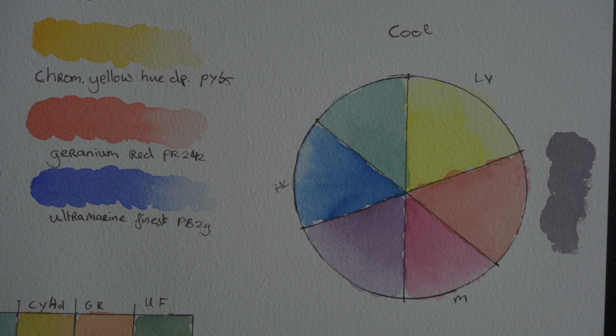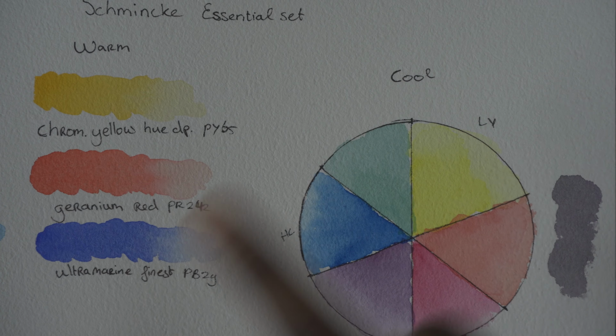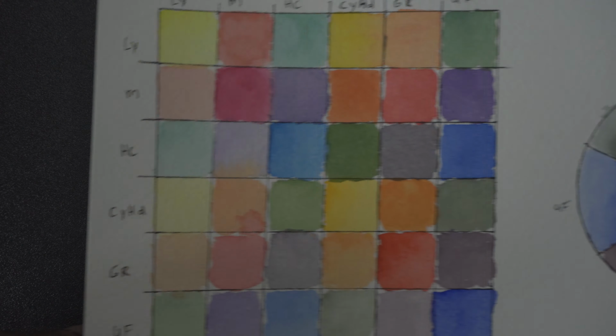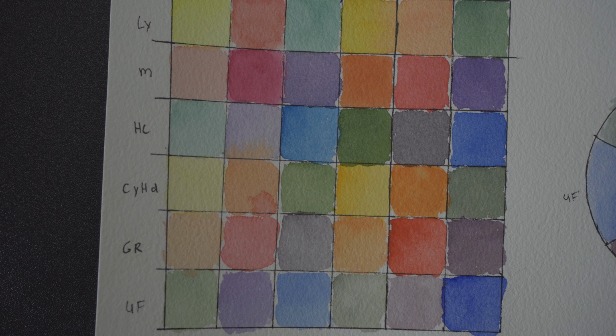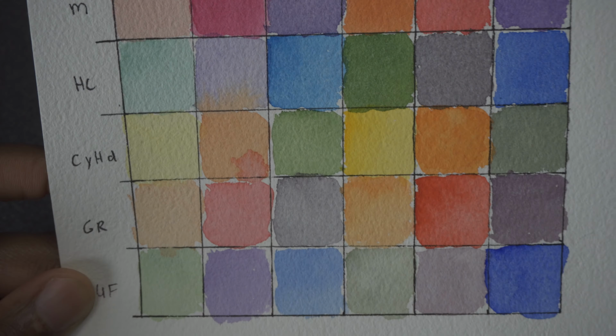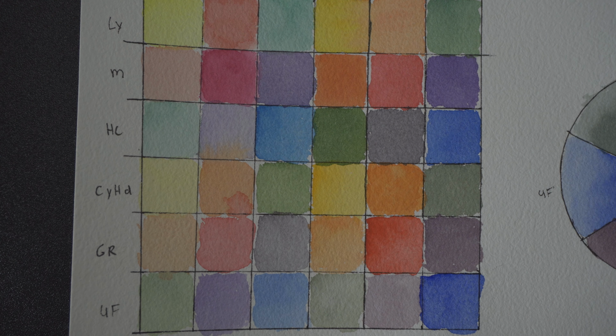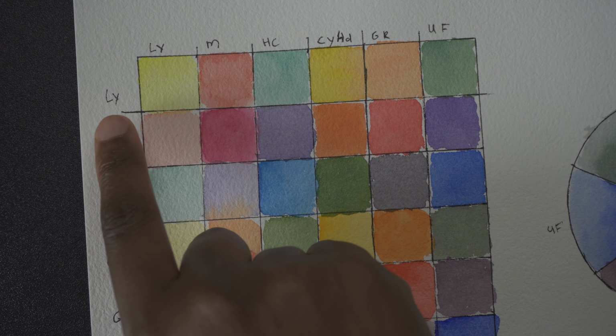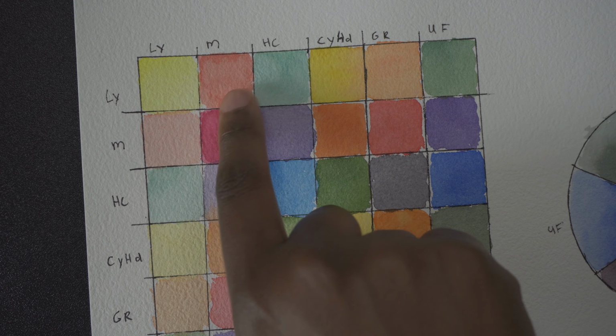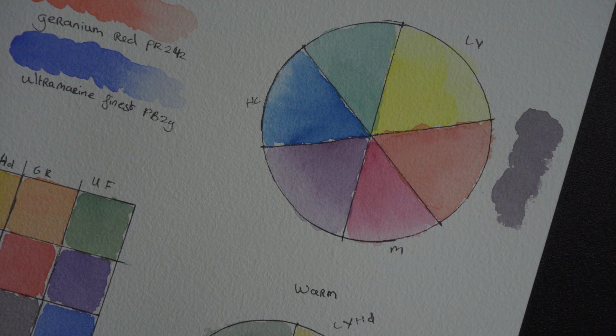So I already mixed the colors together. This is the cool primary, the warm, and everything mixed together. I love the mixes it creates. Schmincke has a soft but very consistent watercolor, which I'm really impressed with. It doesn't granulate at all, so everything looks very uniform. And I love the fact that if you mix the magenta and the lemon yellow, it creates a red, which you can see here as well.